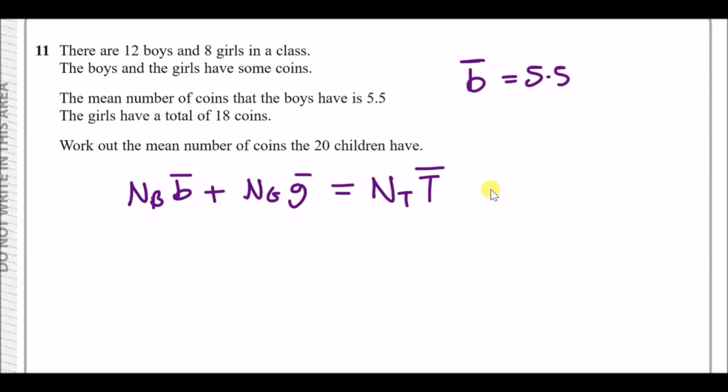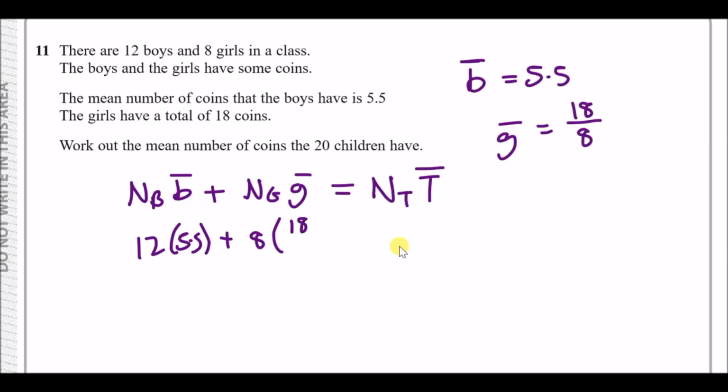So now all we have to do really is just plug everything back in. So we've got 12 boys, so it's going to be 12 times 5.5 plus we have 8 girls. Now we don't have the mean, but it's easy to find. If you've got 8 girls in the class and altogether there's 18 coins, the mean is literally going to be 18 over the number of girls. And you can just put that in.